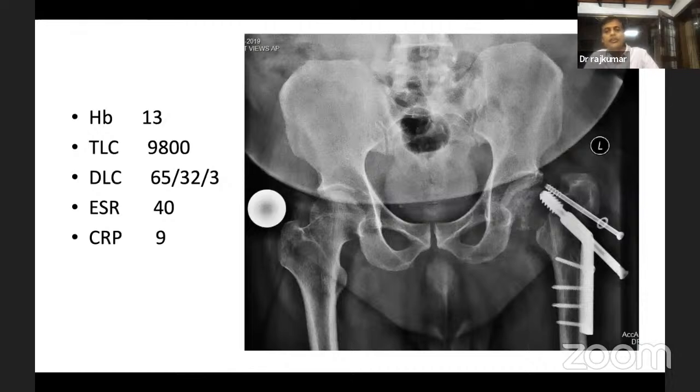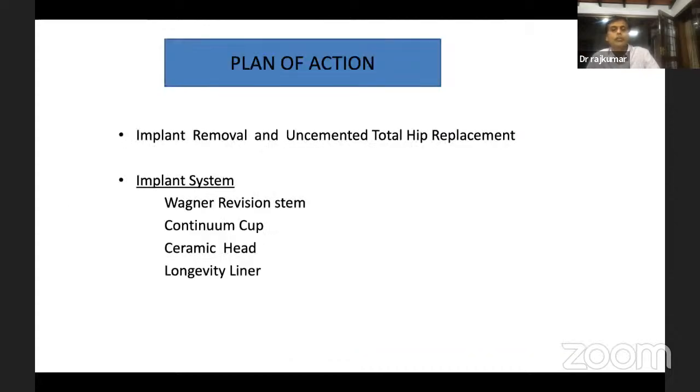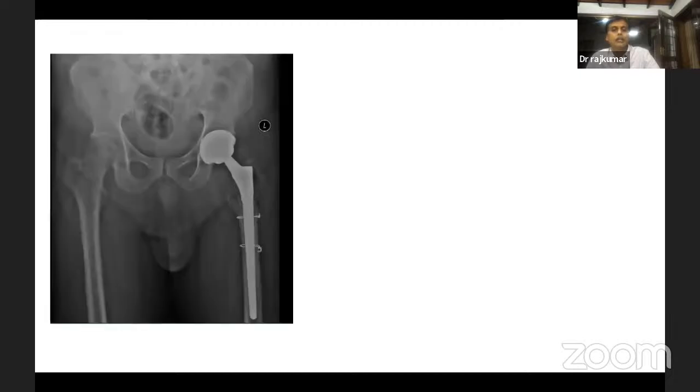So once this is failed, obviously it is THR. No way this can be refixed. No way you can do an osteotomy. See the head, see the neck. So it has to be fixed, blood parameters normal. So the implant was removed and then a distal loading stem.